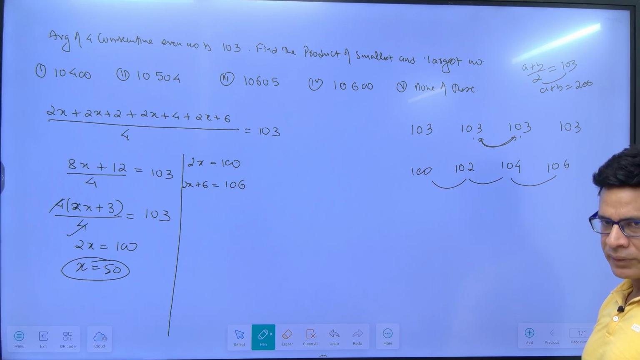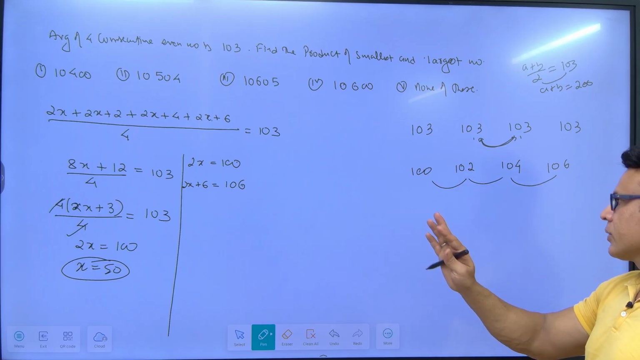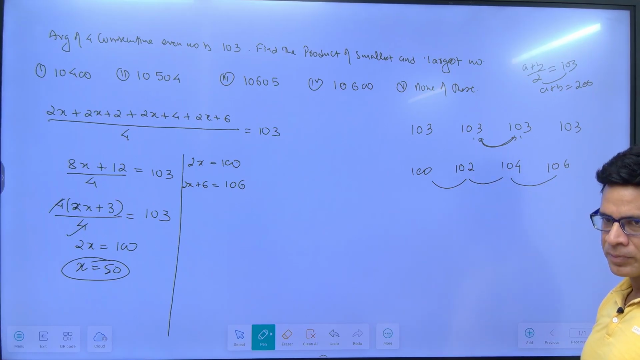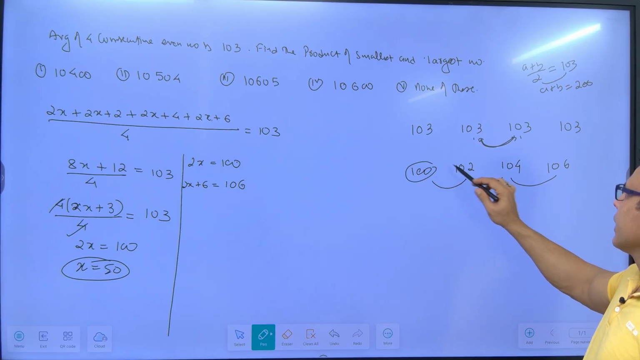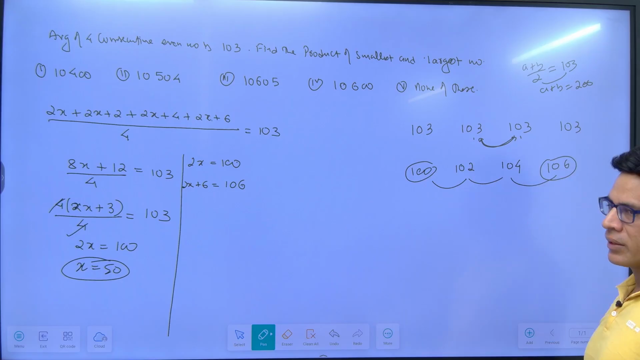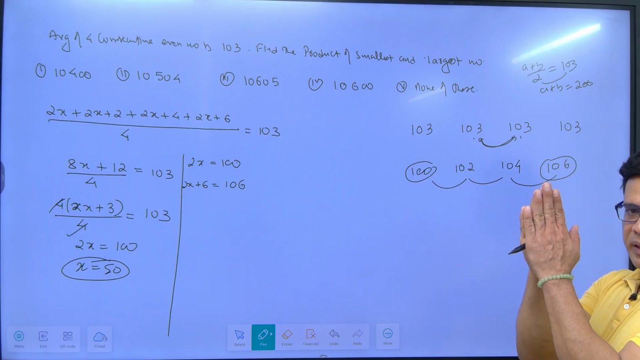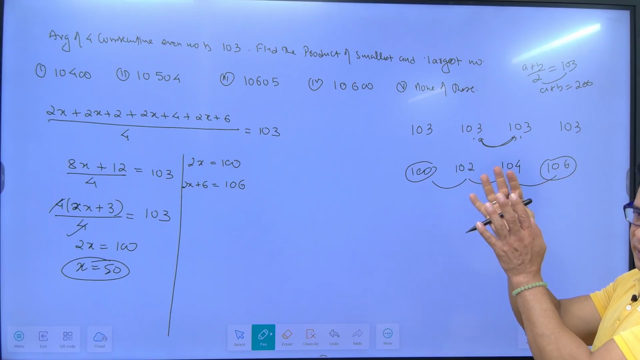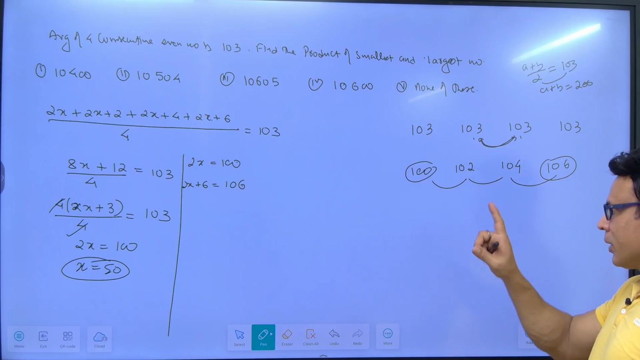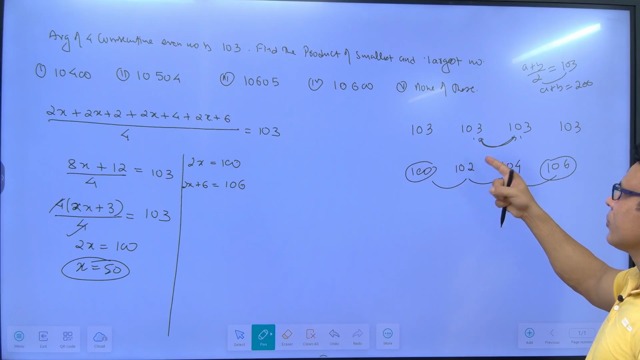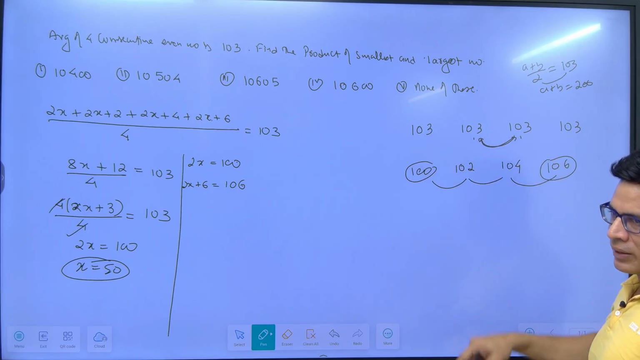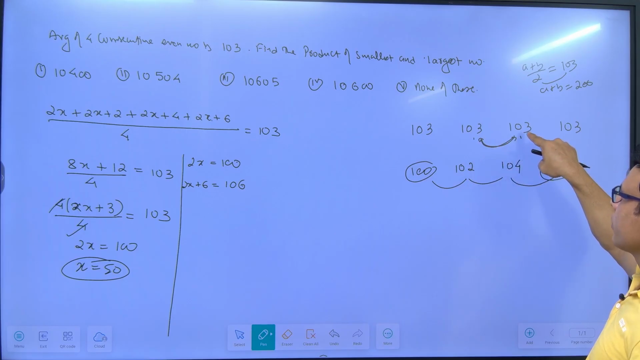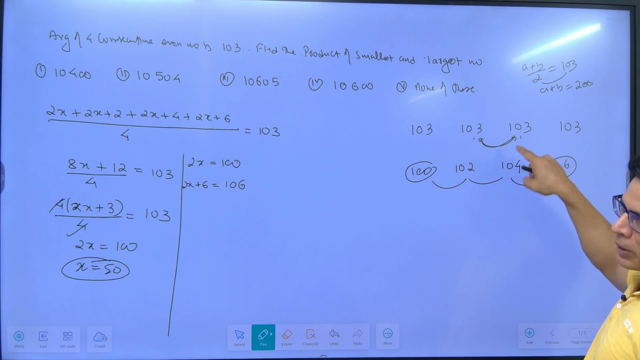Can also be done this way, right? That is also fine. Now you know that one number is 100, the other number is 106. Basically, you divide 103, 103, 103, 103, 103. And then middle वाले से एक एक reduce करते जाओ. That means give 1 to this, because this number is smaller than this, right? Give 1 to this from here to here. 102, this will become 104.